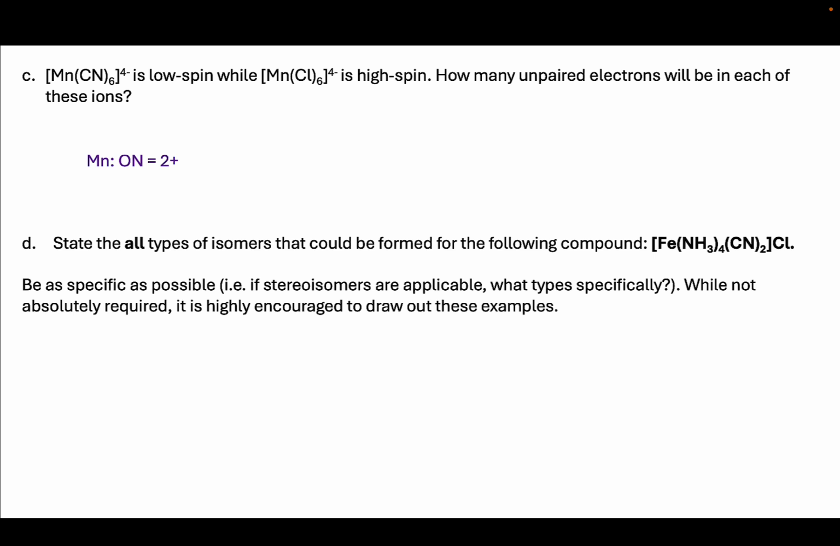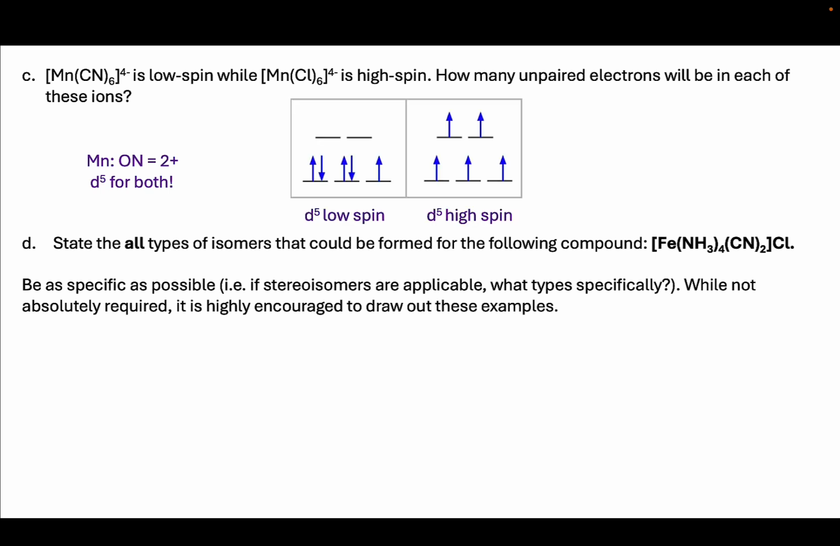For both of these, manganese has an oxidation number of 2+, which means it's d5 for both. And we've determined, or it's given, that one is low spin while the other is high spin. And here are those two electron configurations. This is again showing the 5 different d orbitals as the blank spaces that the arrows sit in, and that crystal field splitting we talked about is the energy from one to the other.